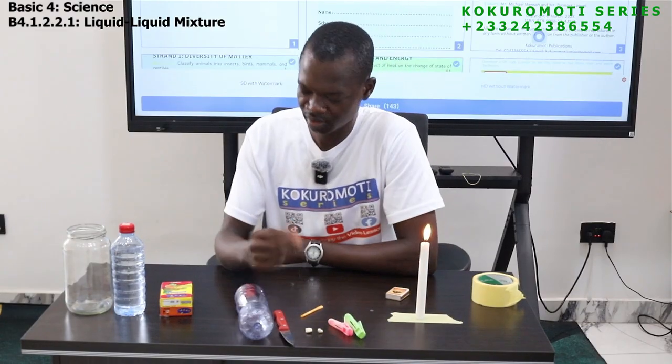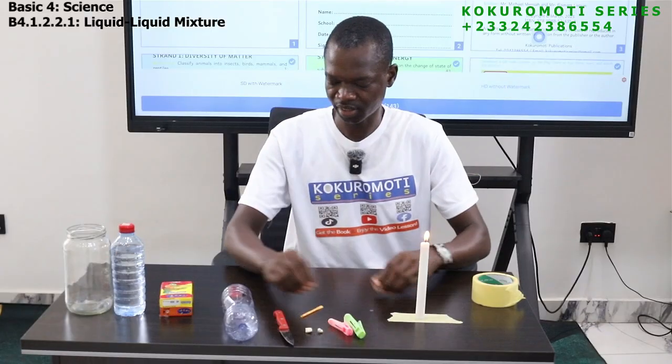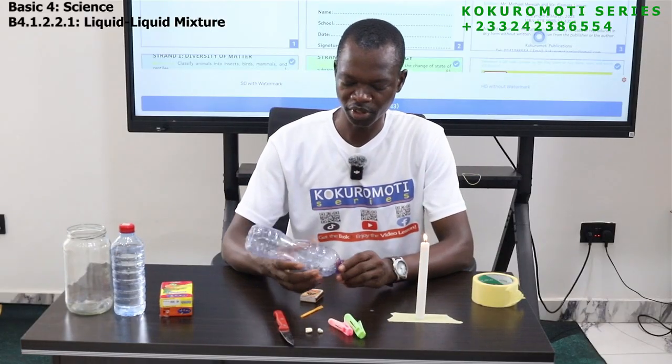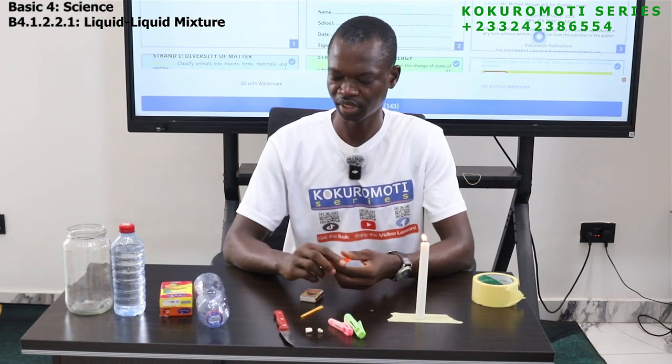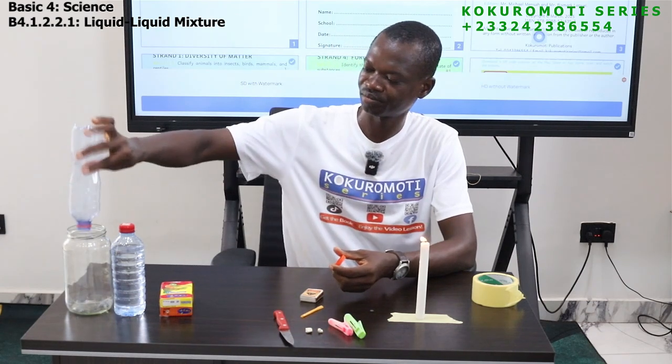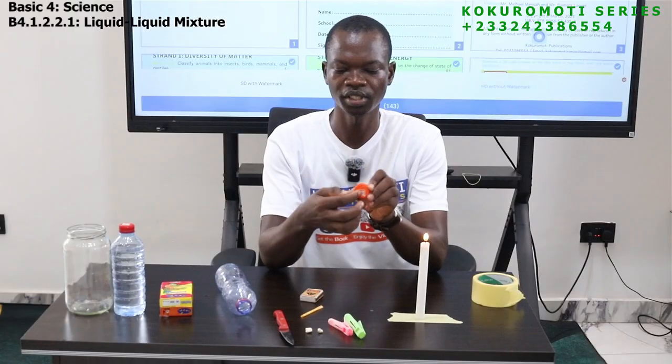So the candle is now lighted. Let's see. What we are going to do is to remove this, the cover. We want to create a hole here.